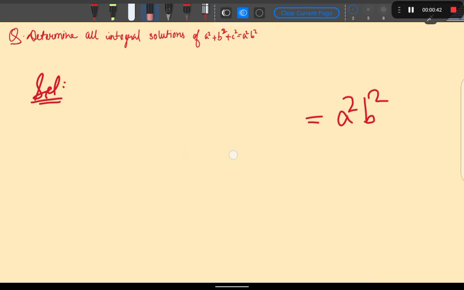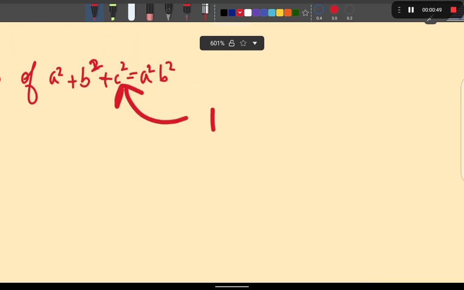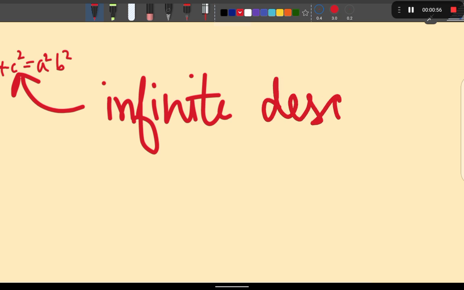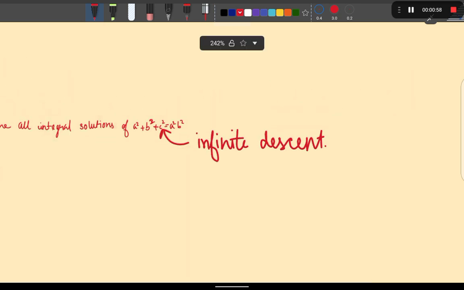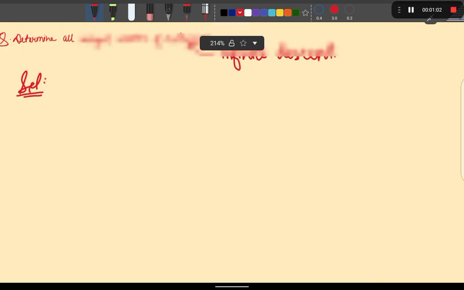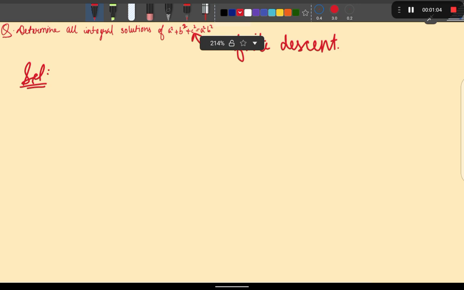So this has a great way of approaching this question. This type of question is also known as infinite descent. Infinite descent. So it has a great way of solving it. So we have to find all the integral values of a square plus b square plus c square equal to ab whole square. Okay.